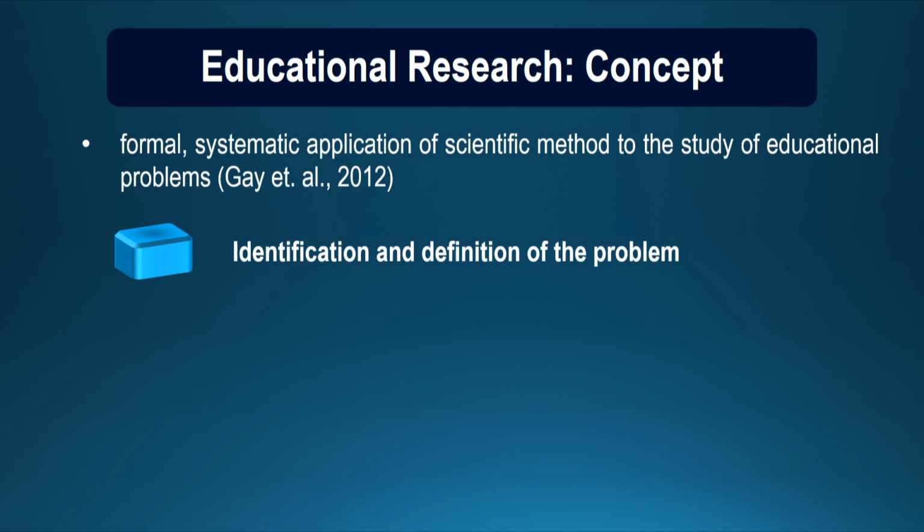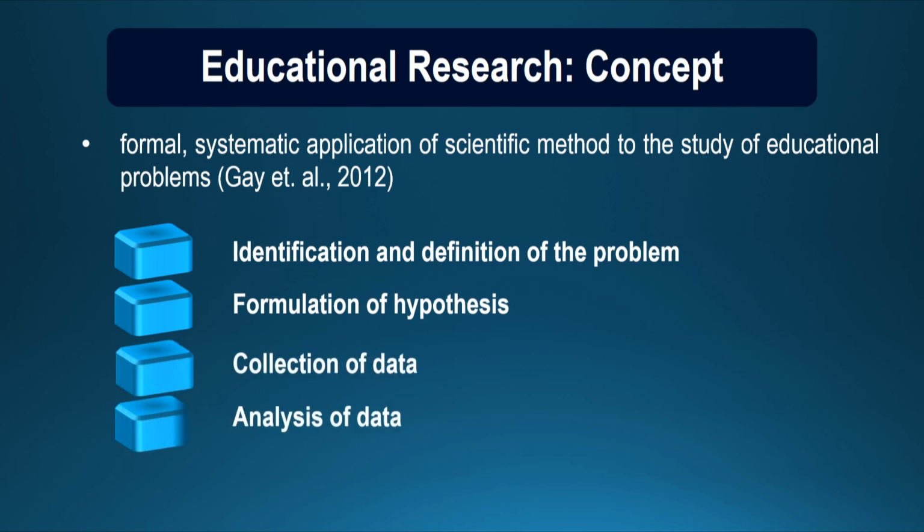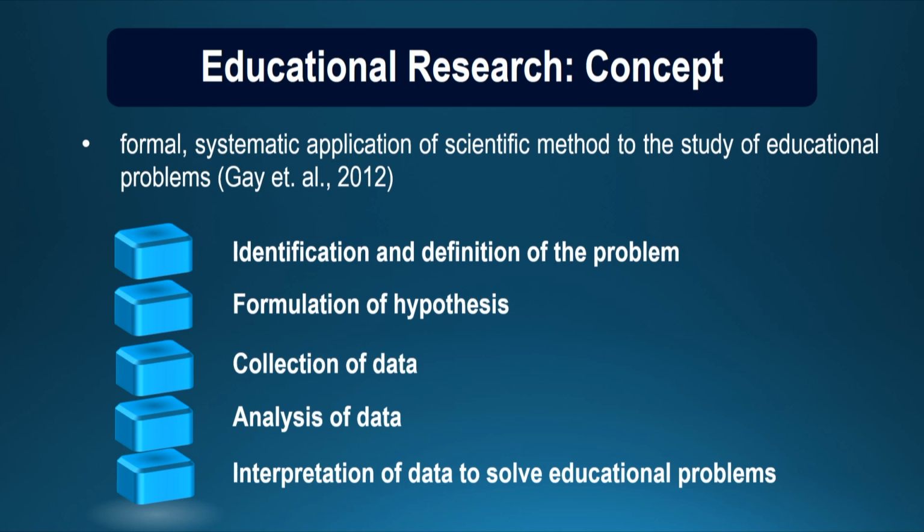If these methods are used independently, all these methods of acquiring knowledge have some limitations, but when used together in scientific method, they can result in finding appropriate solution to the problem. So scientific method tries to integrate the various methods of acquiring the knowledge and involves identification and definition of a problem, formulation of hypothesis, collection of data, and analysis and interpretation of data to solve educational problems. Scientific method makes an assumption that every effect has a cause.